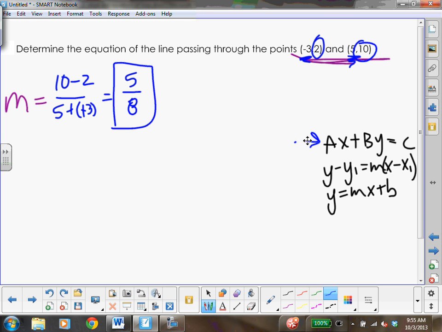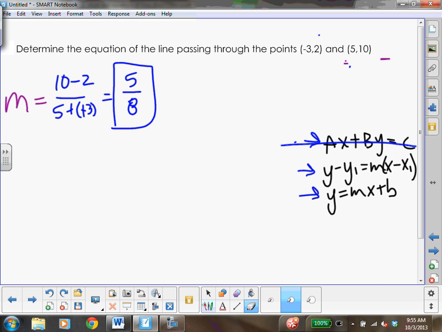So again, I'm not going to use standard form. I will either use slope-intercept form or point-slope form. Since I know points that the line passes through, it would make more sense to use point-slope form than slope-intercept.